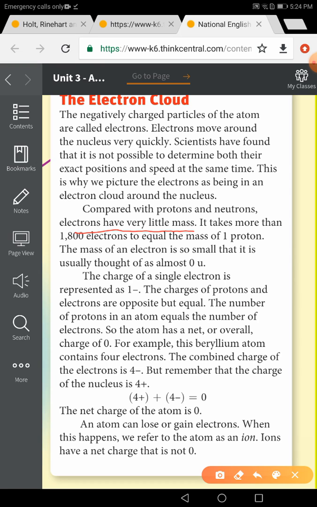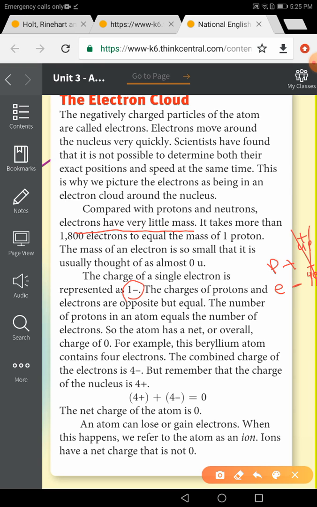But I can neglect the mass, yes, but is the charge neglected? No, it has a strong negative charge. So the charges of proton and electron are opposite. Proton positive, electron negative. And usually the number of protons is equal to the number of electrons. For example, 4 protons, 4 electrons. In that case, 4 positive, 4 negative, they will cancel each other. That's why an atom is usually neutral or has no charge.